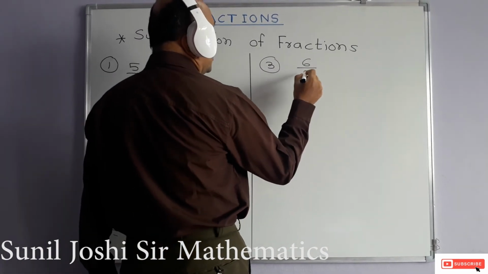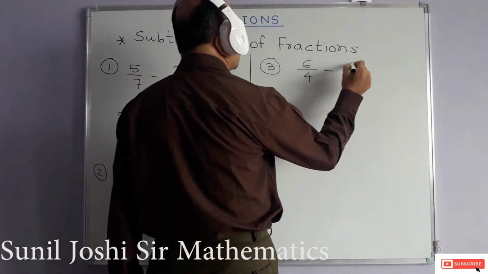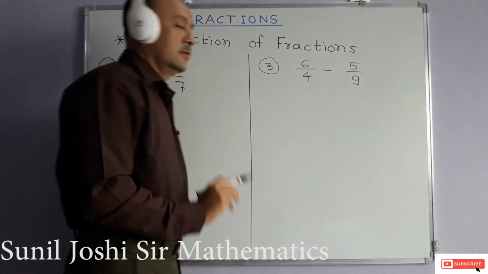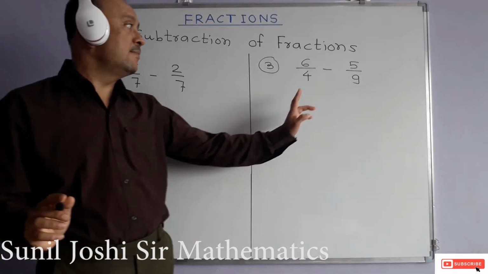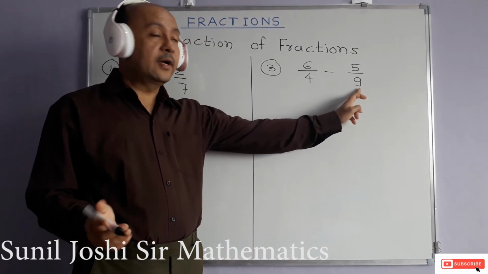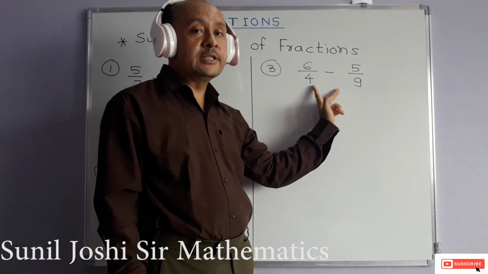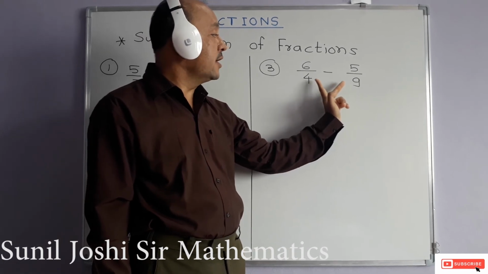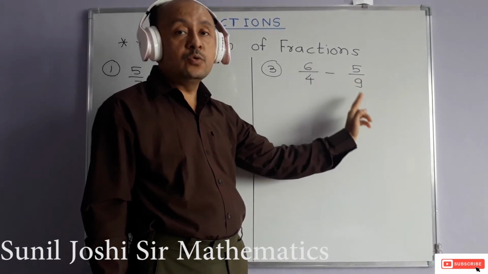6 upon 4 minus 5 upon 9. This is the example. So what is the difference, students, about first two examples and this example? Again the denominators are not same. Here is 4 and here is 9. So as addition, what we have learned, the same rules are applicable for subtraction. So if the denominators are not same, then either we are making the denominators same or we are doing the cross multiplication. These are two methods only.